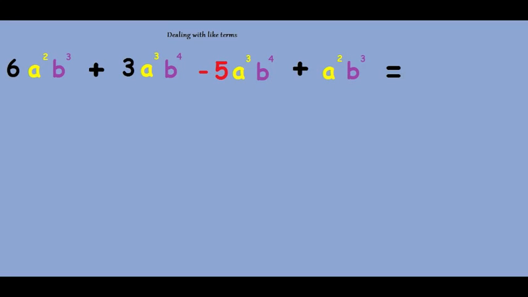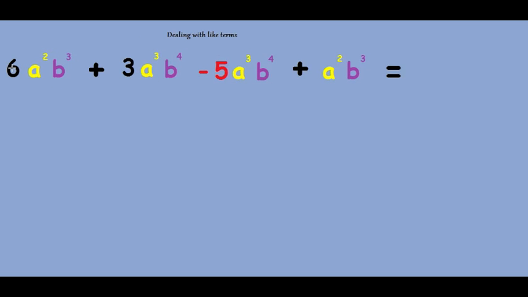Problem looks a bit yucky and nasty, so let's try and simplify it by adding like terms. So I have a few terms here. I've got 1, 2, 3, 4 terms. A term is just something that's separated either side by a plus or minus sign.